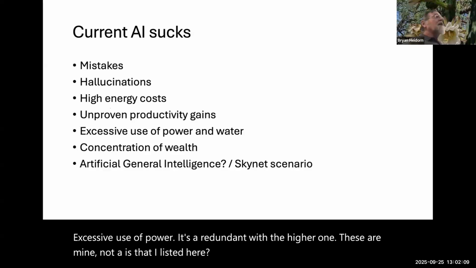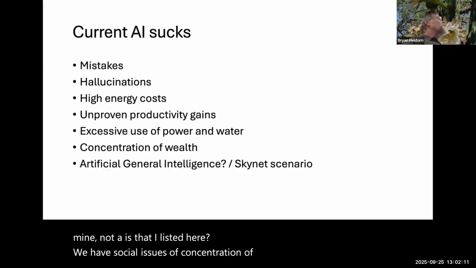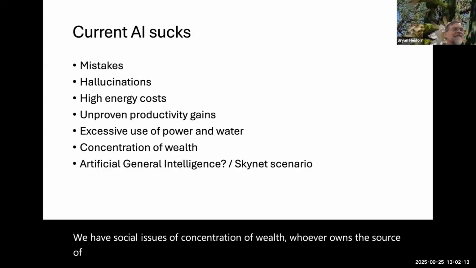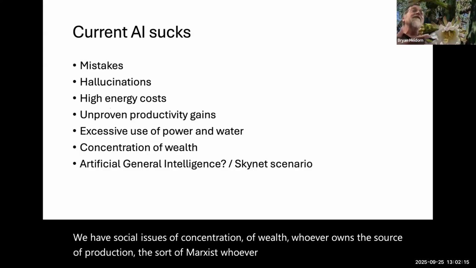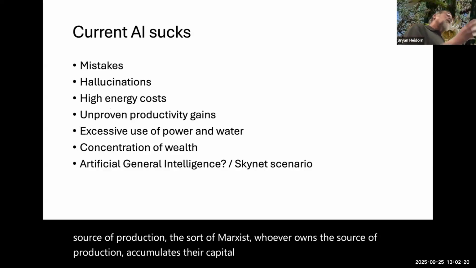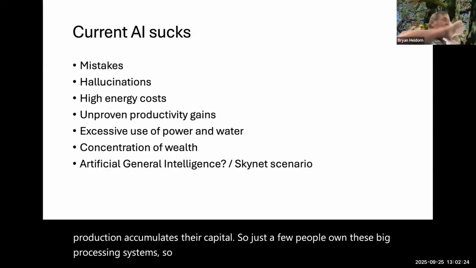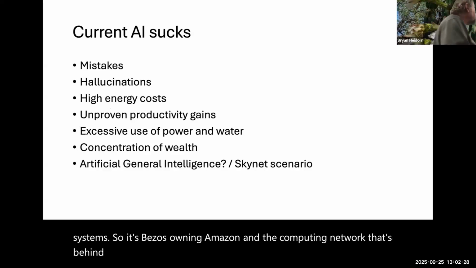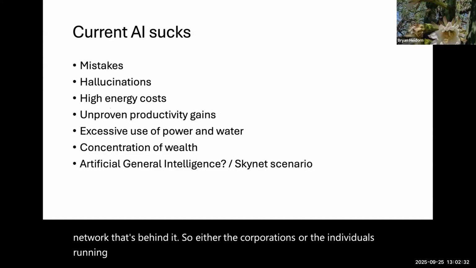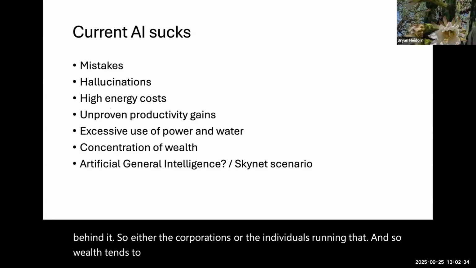We have social issues of concentration of wealth. Whoever owns the source of production, that's sort of Marxist, whoever owns the source of production accumulates the capital. So just a few people own these big processing systems. So it's Bezos owning Amazon and the computing network that's behind it. So either the corporations or the individuals running that. And so wealth tends to accumulate to those owners.